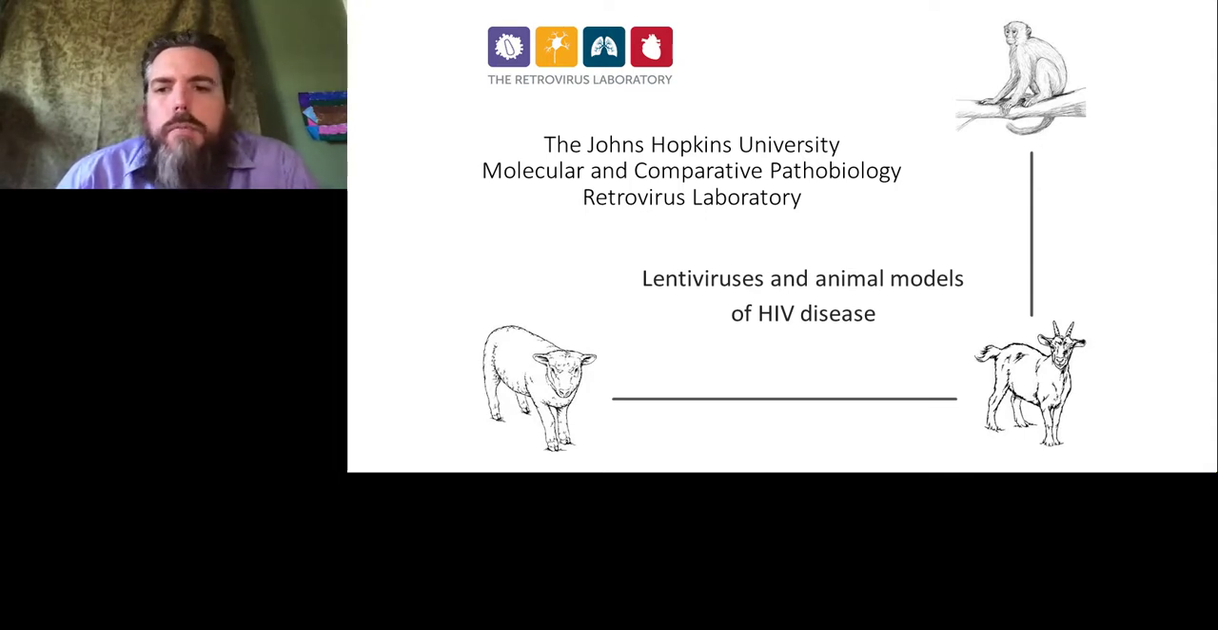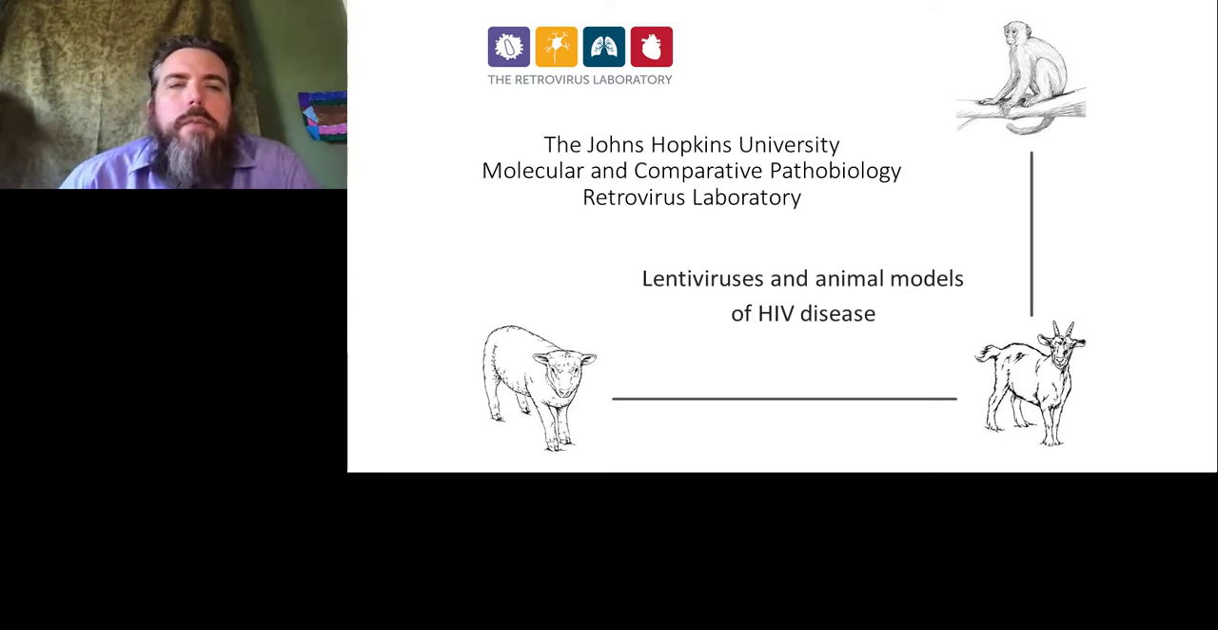I'm in a group of about 9 PIs that we call the Retrovirus Laboratory. And we study enveloped viruses in animal models of HIV disease, but recently, of course, we've been getting into some other enveloped viruses, including SARS-CoV-2. So we call ourselves the Retrovirus Laboratory, and that's not because nobody else at Hopkins studies retroviruses, but rather because our group was the first to study them at Johns Hopkins.